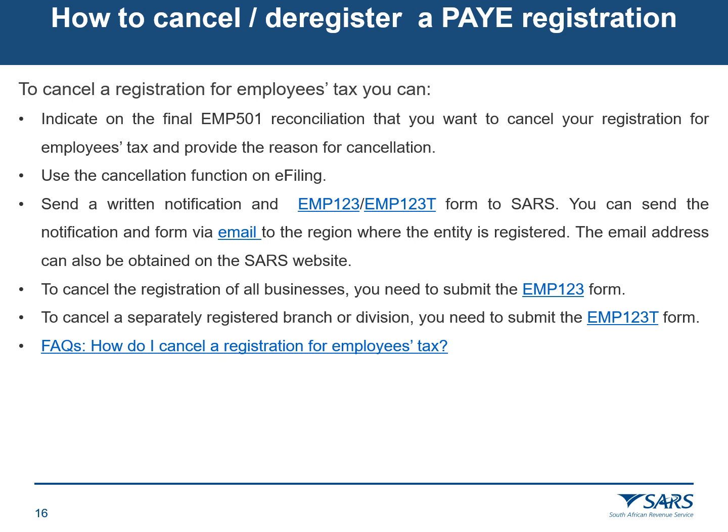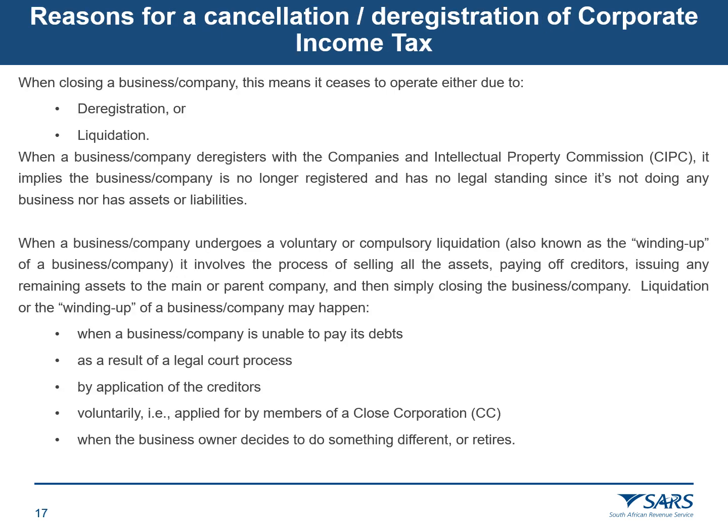To cancel the registration for all businesses, you need to submit the EMP 123 form. To cancel a separately registered branch or division, you need to submit an EMP 123T form. You can access the frequently asked questions on the SARS website under how do I cancel a registration for employees tax. Reasons for cancellation or deregistration for corporate income tax.